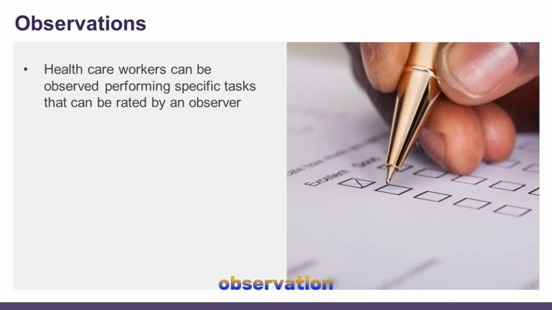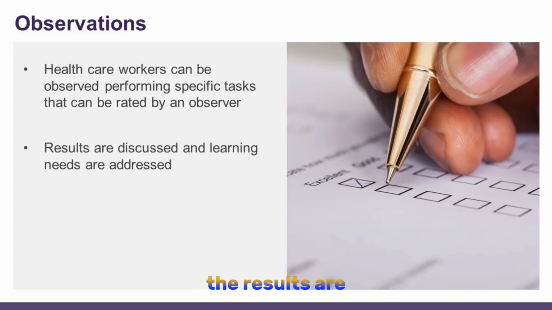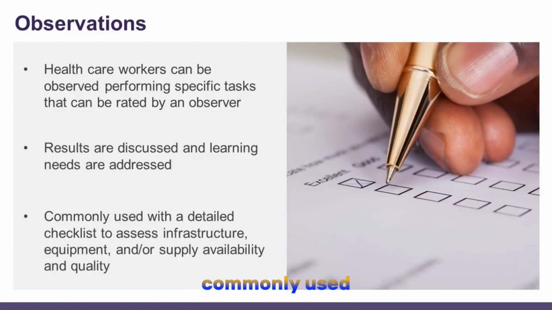Let's start with observation. In facility settings, healthcare workers can be observed performing specific tasks that can be rated by an observer, either according to known criteria or more informally. The results are discussed and learning needs are identified. Observation is also commonly used, usually with a detailed checklist, to assess infrastructure, equipment, and/or supply availability and quality.